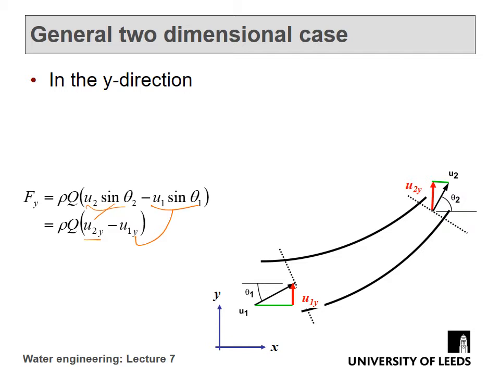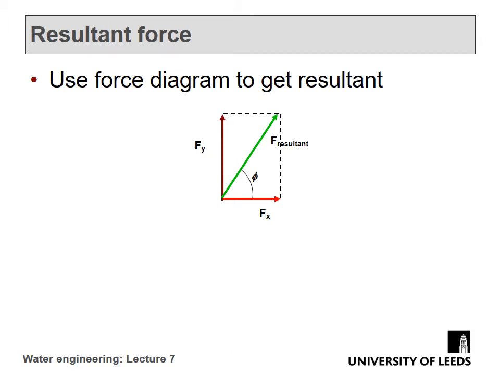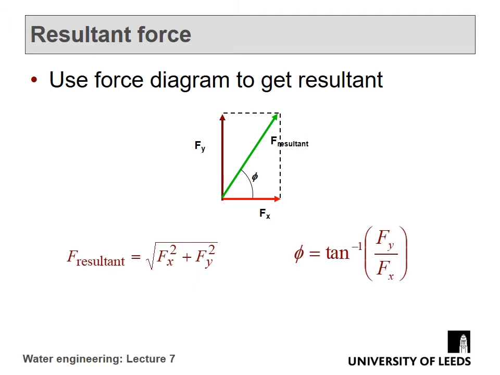So the red lines indicate the velocity in the y direction. It's quite simple geometry resolved. Once we get our Fx and Fy, we can draw a vector force diagram and calculate the F resultant, that green line shown here, and that applies at an angle phi, and simply use Pythagoras and simple trigonometry to get the angle and the resultant force.